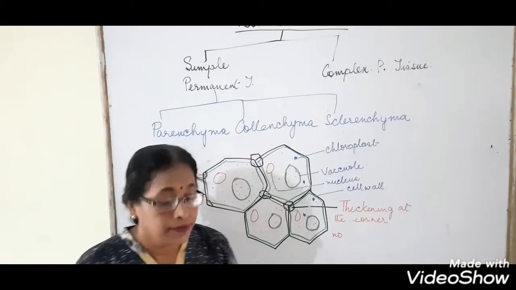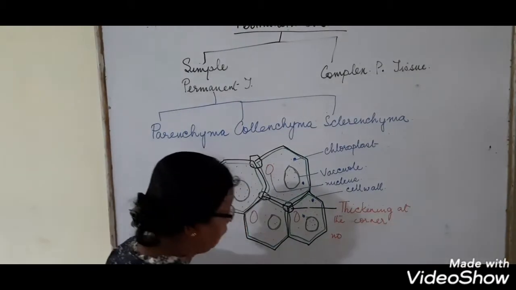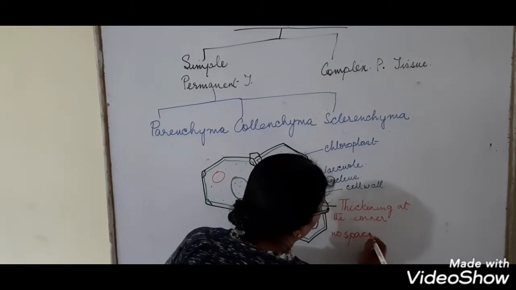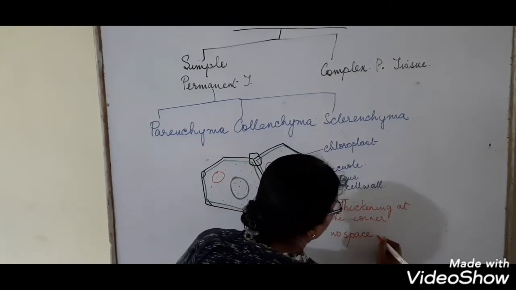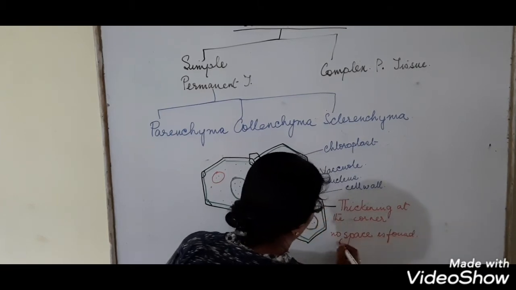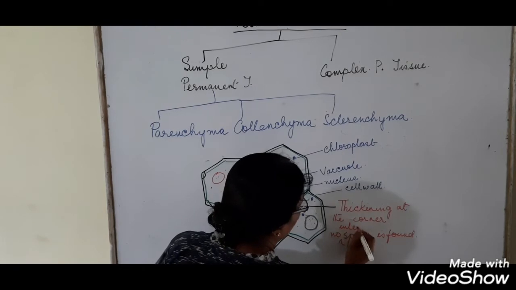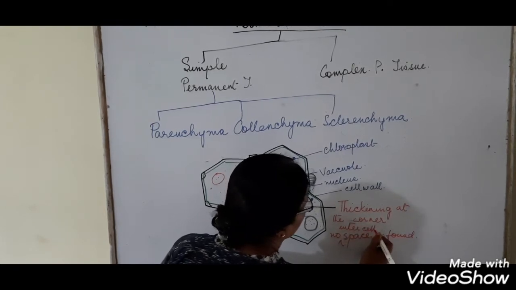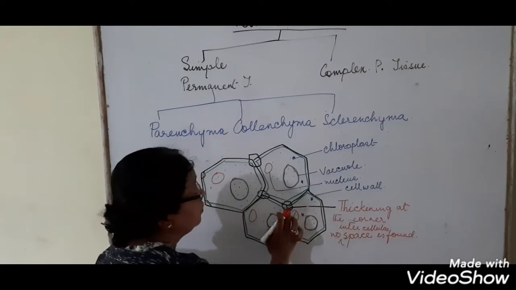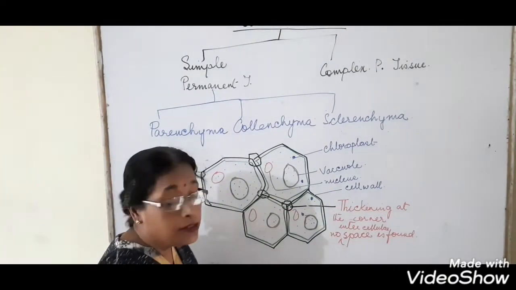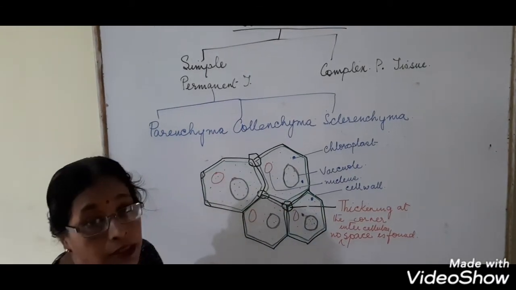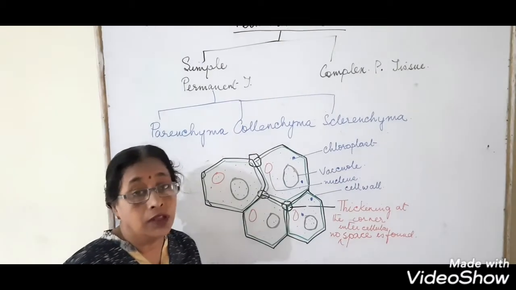No intercellular space is found. That is, no intercellular space is found. Now you see the thickenings. These thickenings are made up of pectin and cellulose. Because of these thickenings, there are no intercellular spaces between the cells of the parenchyma.